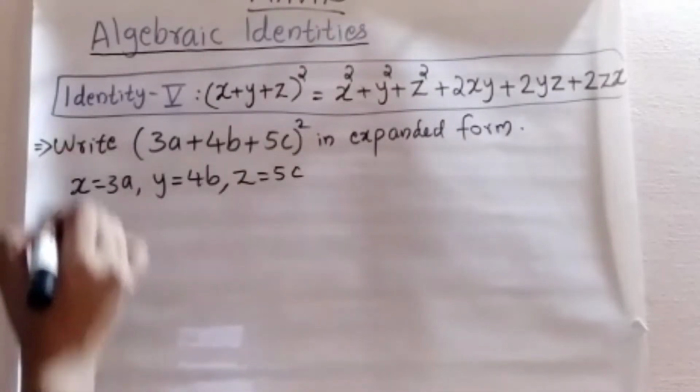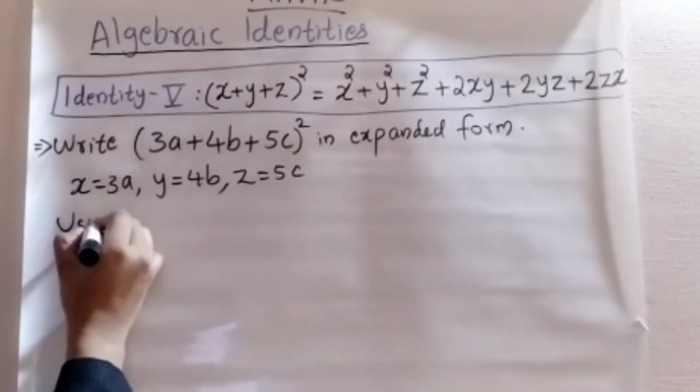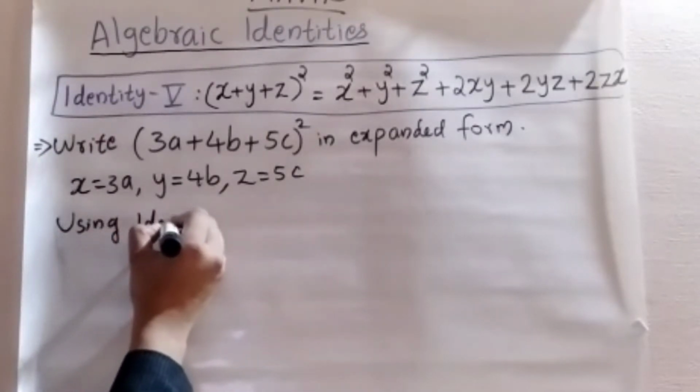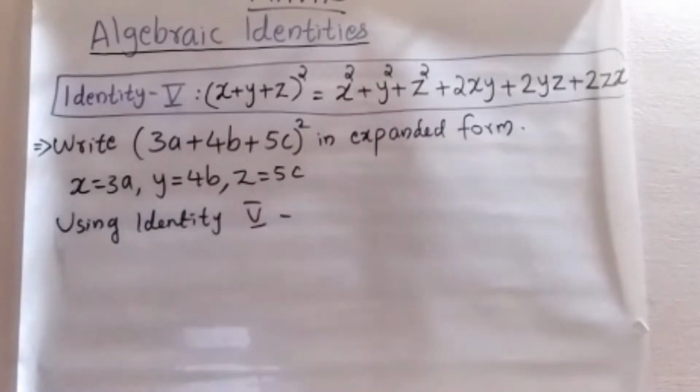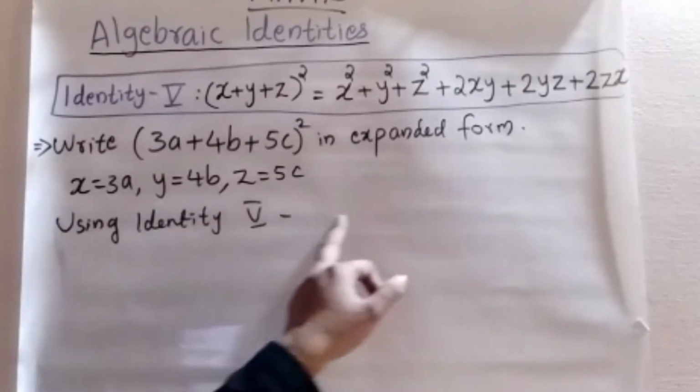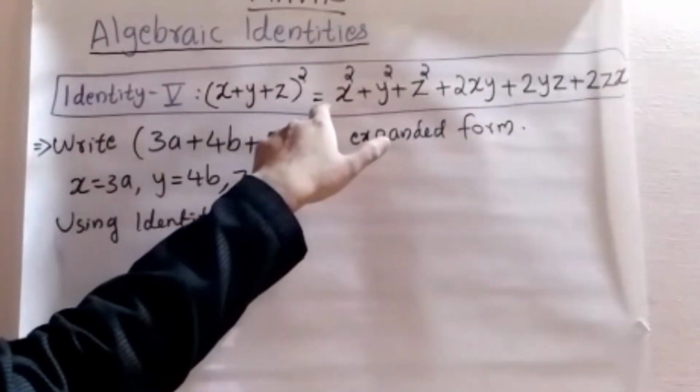Then using identity 5. When you write the answer, you should write identity 5 here. I am not writing it because I already wrote identity 5 here.